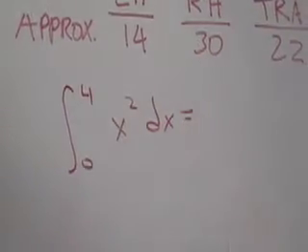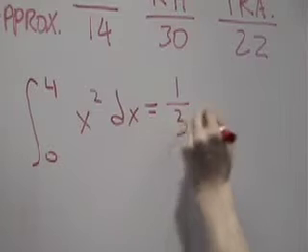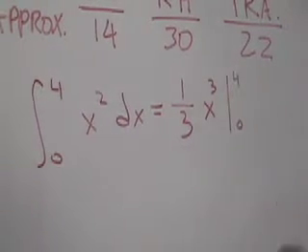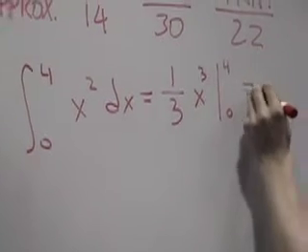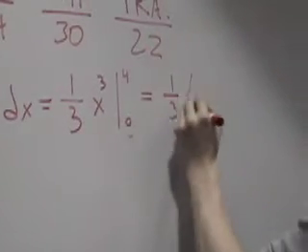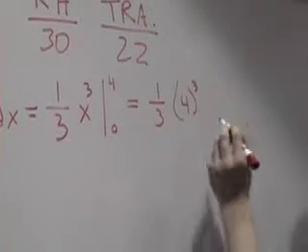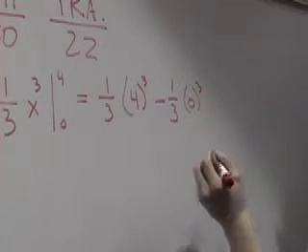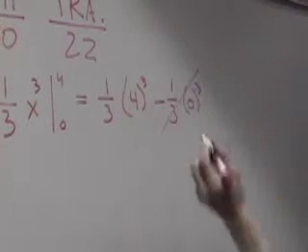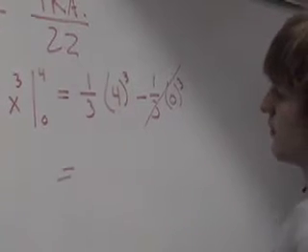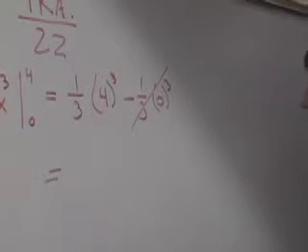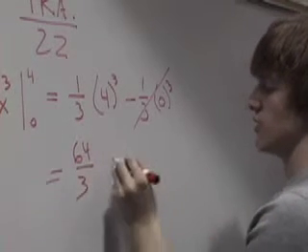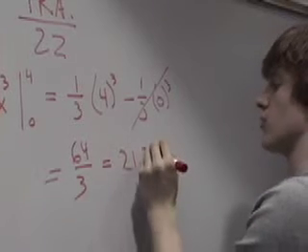Using basic antidifferentiation, we can deduce that this equals 1/3 x cubed from the interval 0 to 4. Now, plugging in the values 0 and 4, we have 1/3 times 4 cubed minus 1/3 times 0 cubed. Since this final term is just 0, we can cancel that out. And so we figure out that the integral from 0 to 4 of x squared is 64 thirds, which is equal to 21.3.